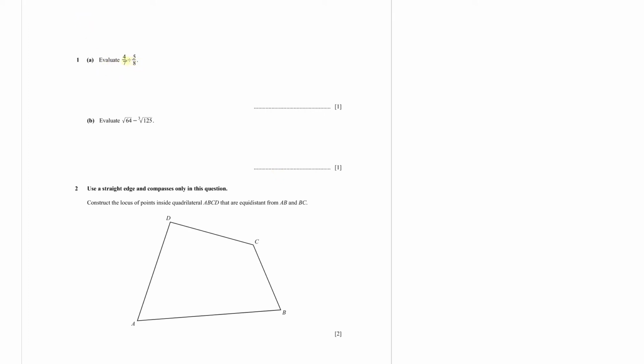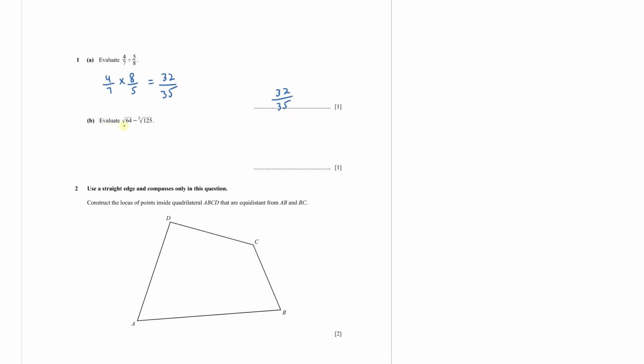So I can change this division sign to multiplication and then I'll take the reciprocal of this fraction. So this becomes 4 by 7 multiplied by 8 over 5. And then 8 times 4 is 32 and 7 times 5 is 35. So this will be 32 over 35.